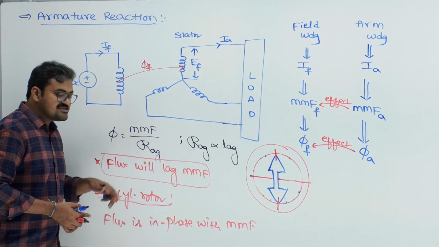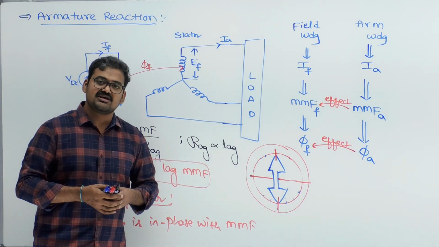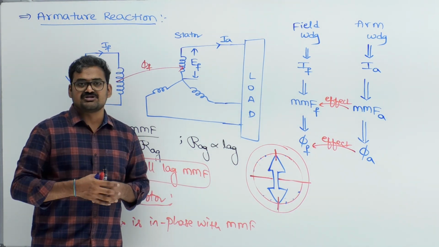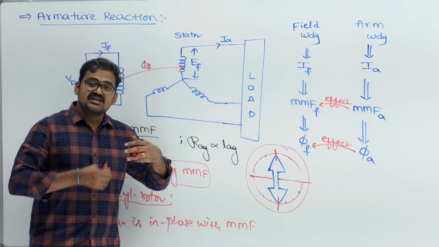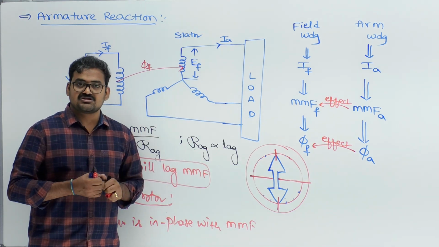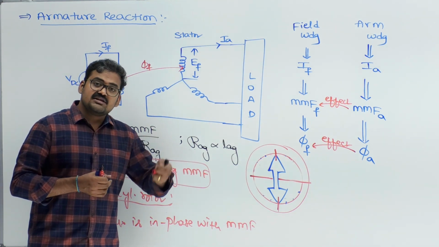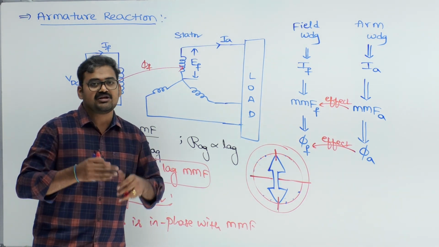So these two points are very important for me to analyze the armature reaction concept in a synchronous machine. So first I will assume the machine is cylindrical rotor type. Then I will analyze armature reaction. And to understand the armature reaction in a salient pole machine, we have to consider the two reaction theory model.